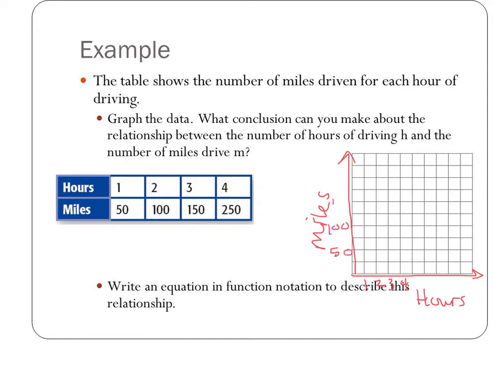100, 150, 200, 250. And we're just going to plot these points. So we're at 1, 50, 2, 100, 3, 150, 4, 250. Okay? So what conclusion can you make about the relationship between the number of hours of driving and the number of miles that you've driven?